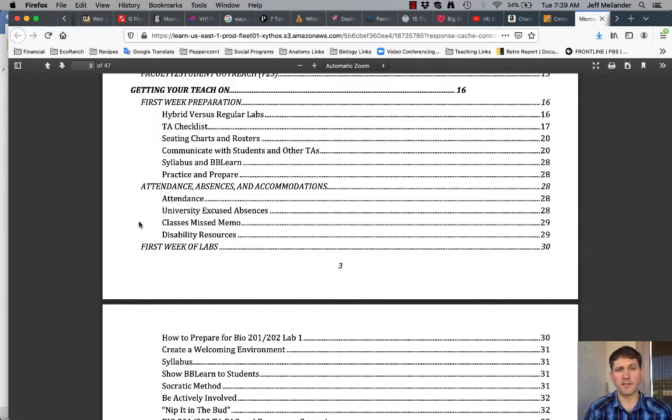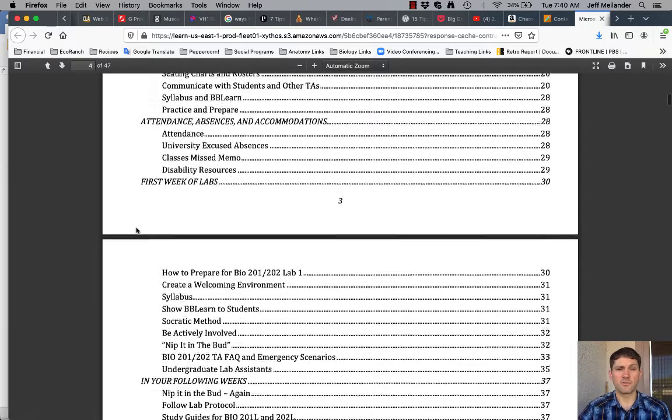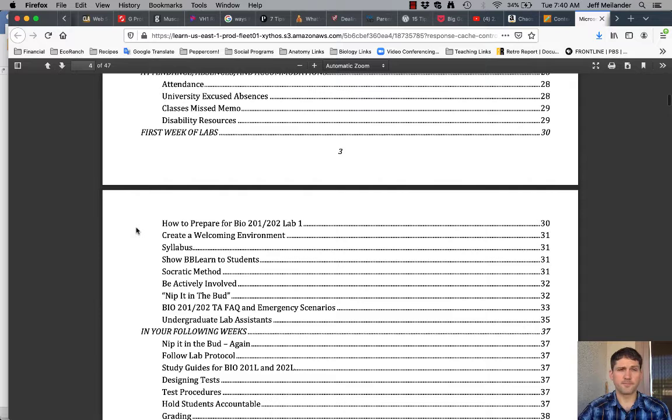The next section: attendance, absences, and accommodations. This is really important information that you're going to need when a student talks to you about an excused absence, a class miss memo, or an accommodation letter. And we'll be going over these in our weekly lab meetings. So read through this, bring your questions again to orientation. We can go over some more of that in detail. But there are some little nuances between these forms that you'll get, and they all have a little bit of variability between them. So we can run you through that later.